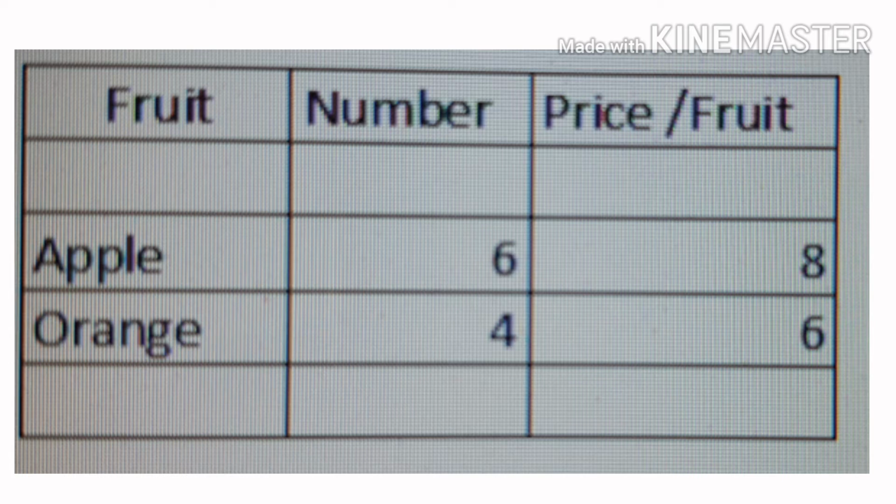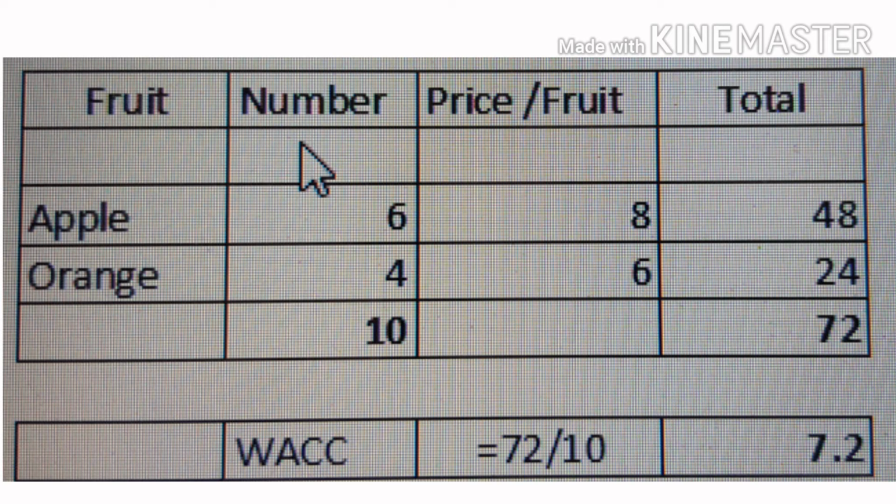Weighted average cost of capital we can find out in three ways. The first thing is that we just multiply the number with the price and find out the total amount paid, and divide by the number of items purchased, so that we will get the average price of one fruit. Since we divided by 10, all the items are represented in their proportion. Out of 10, apple is 6 and orange is 4.